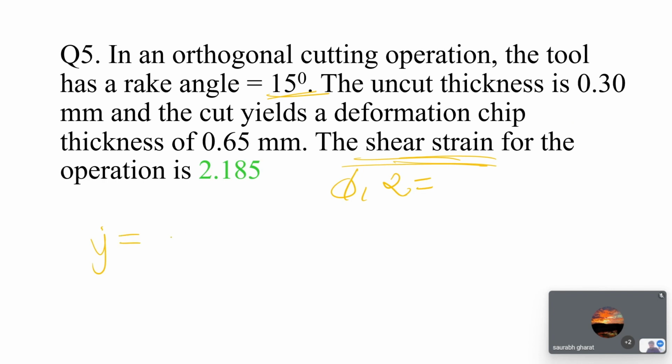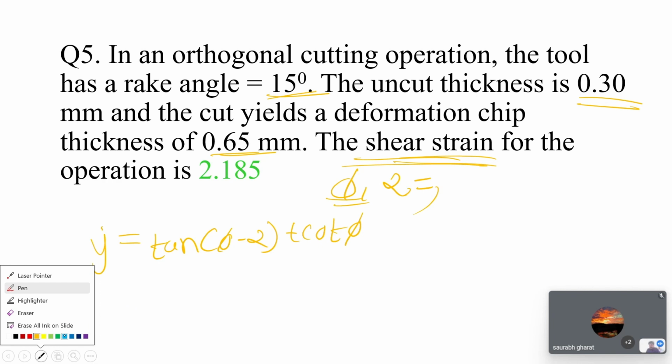So the simple formula is shear strain equal to tan of (phi minus alpha) plus cot phi. How do we get phi? You have the chip thickness ratio here, because you have the uncut chip and the cut chip of 0.65. So you can find the chip thickness ratio here.